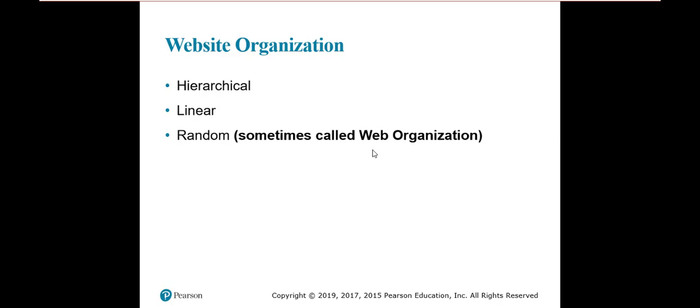So here we have three kinds of website organization: hierarchical, linear, and random. We'll see all three one by one.